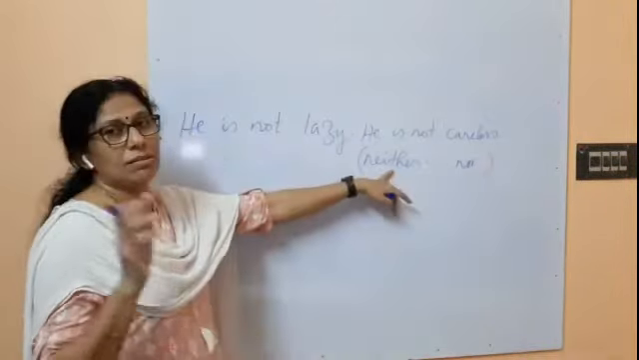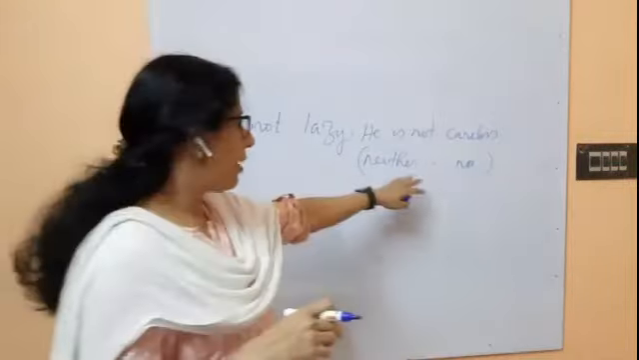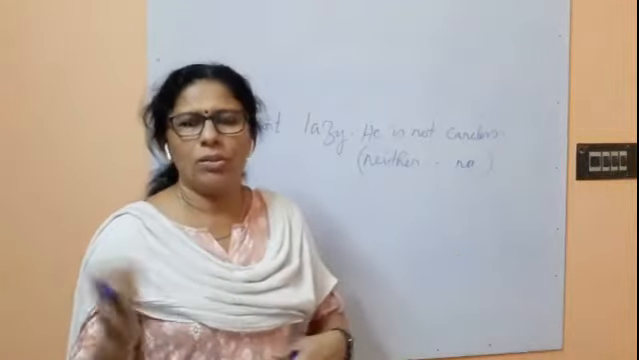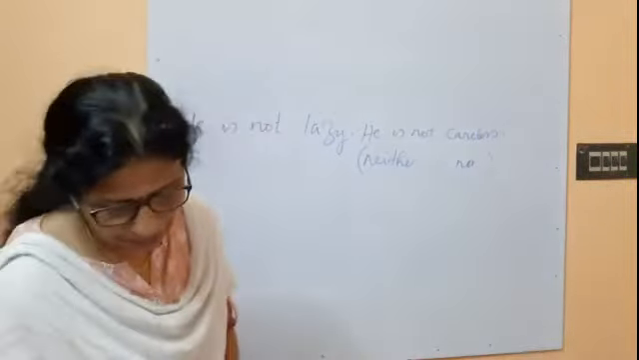And if it is used as a distributive pronoun, it will always be followed by the singular form of the verb. But if neither nor is used, the verb agrees with the second subject. Either or and neither nor, the verb agrees with the second subject. He is not lazy, he is not careless. See, the subject is the same.